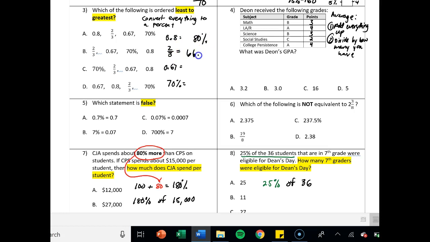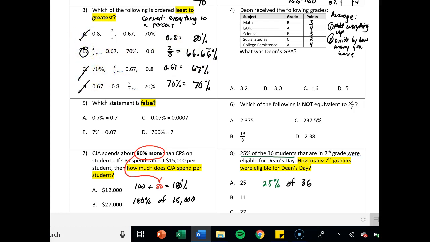2/3 gives you 66.666 repeated percent, 67%. 70% is already a percent, so 70%. So the smallest one, least, is going to be 66, so that should be first. So you're looking for 2/3 first. That's why B is your answer. None of the other ones start with 2/3.